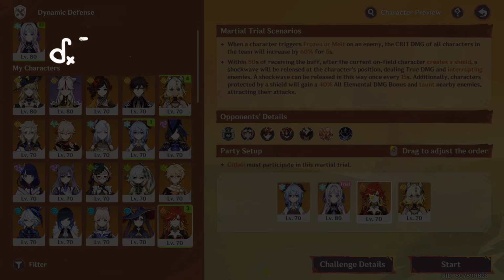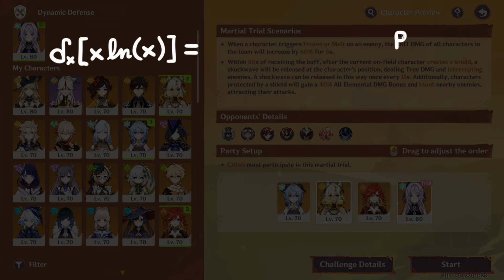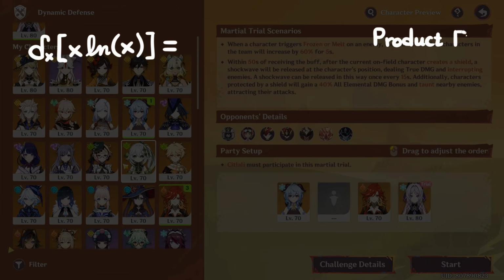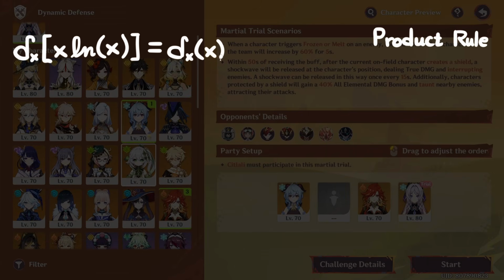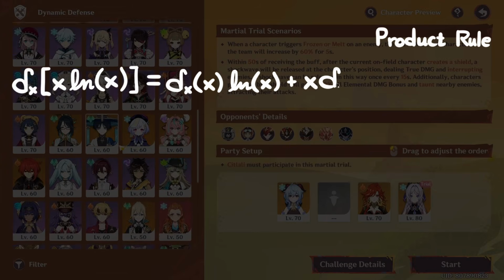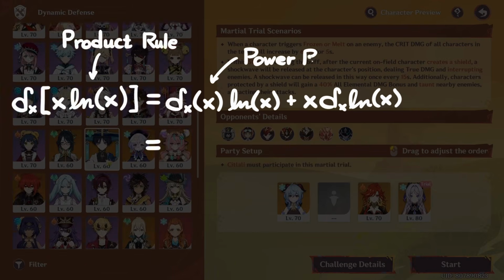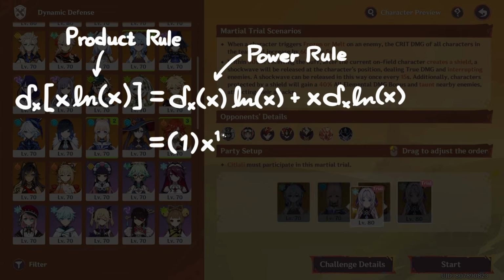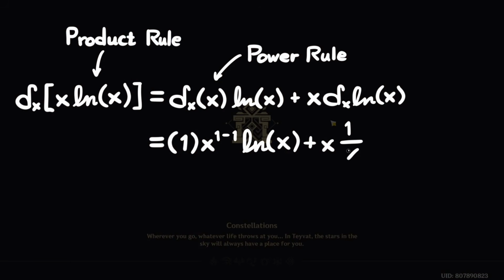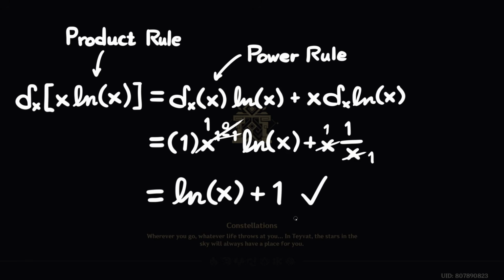In example 2, we have the derivative of x times ln x. All we gotta do is to make use of the product rule. On the first term, we can use the power rule to get the derivative of x. On the second, we have the derivative of a logarithm, and the rest is just doing some algebra.